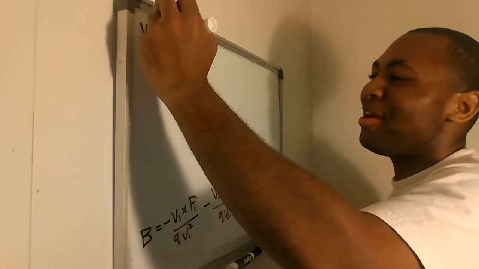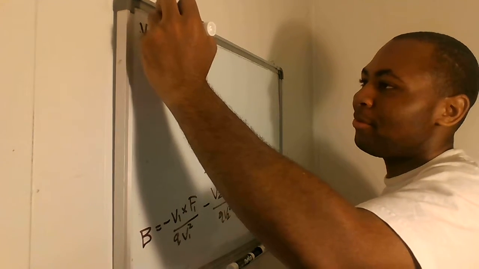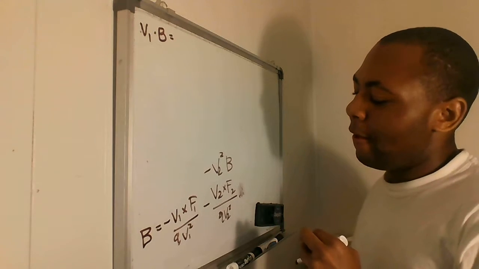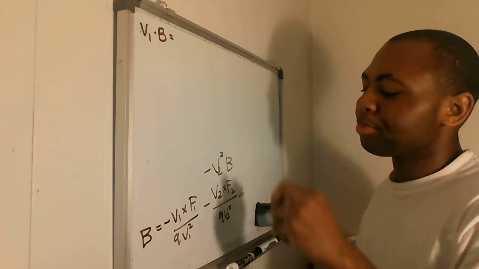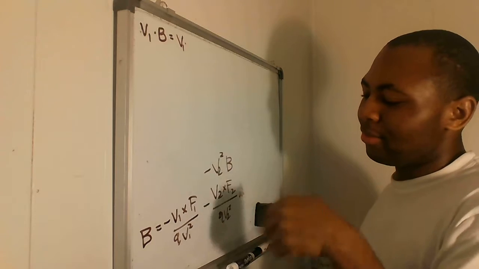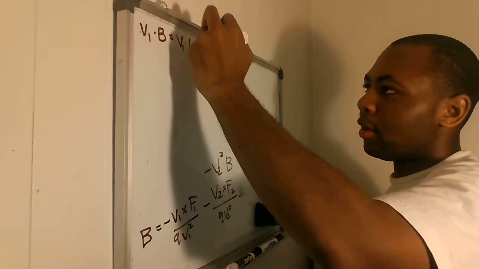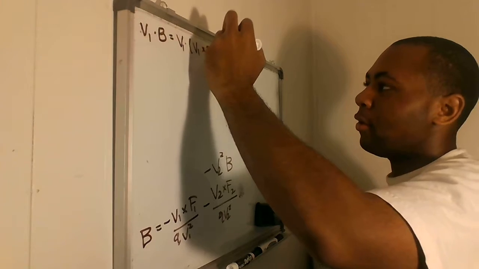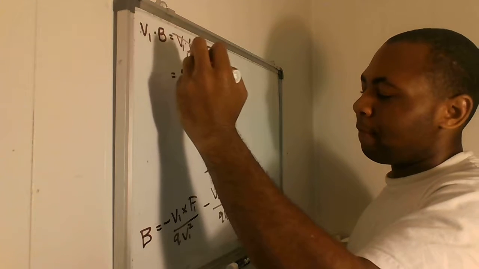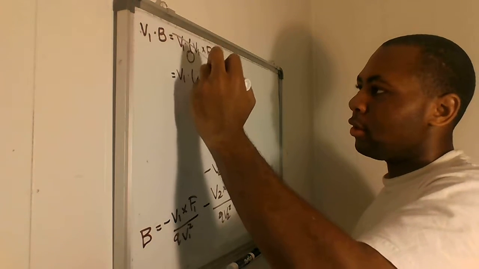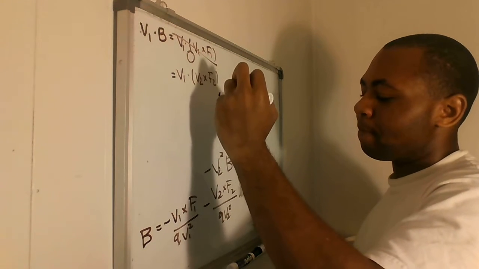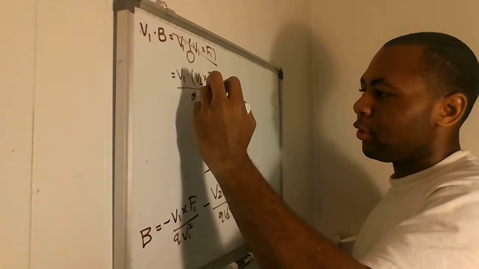Alright, so we're gonna dot V1, because I think that's what's in my notes. And what do we get? We get V1 dot with the negative of all this stuff. We're just factoring out the negative. V1 cross F, well, that's a no-no, that's 0. And then we get V1 dot V2 cross F2 over qV2 squared.